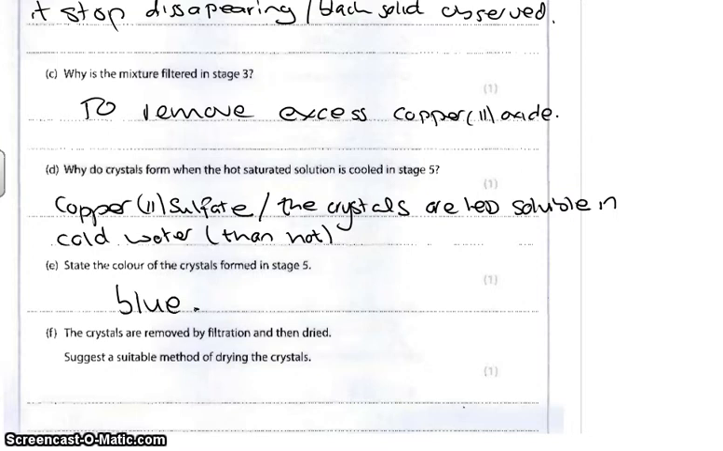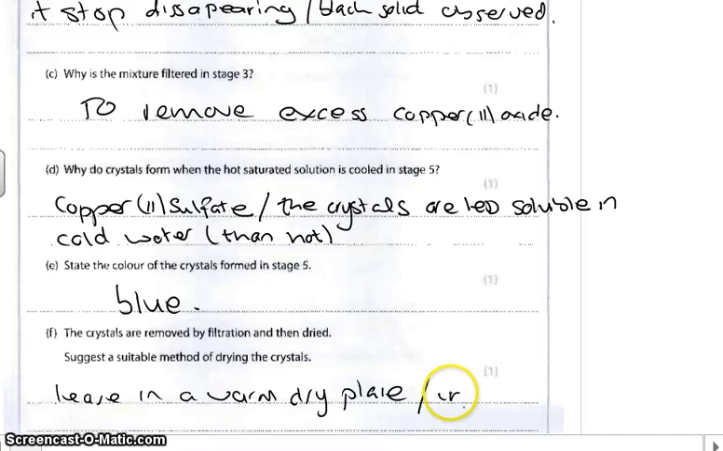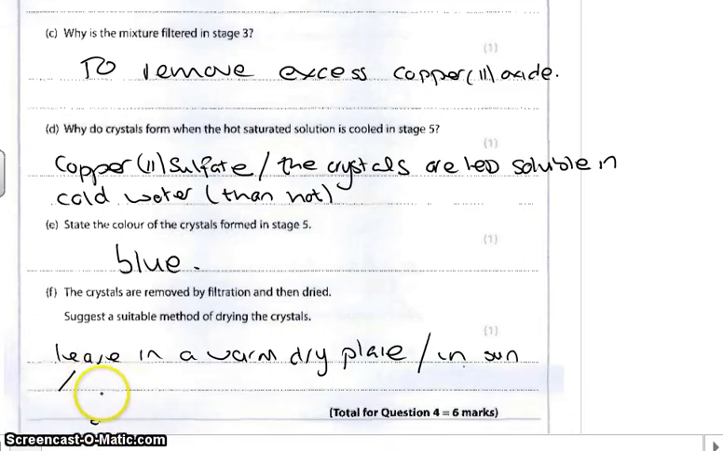The crystals are removed by filtration and then dried. Suggest a suitable method for drying the crystals. And there's a couple of suitable answers on here, and you'll see these in a lot of the mark schemes. So leave in a warm, dry place is one of the answers. The second one is leave it in the sun. And then lastly, it is leave it on filter paper, dry using filter paper. You remove the excess liquid first and you dry between filter paper. So there's a number of acceptable answers there.